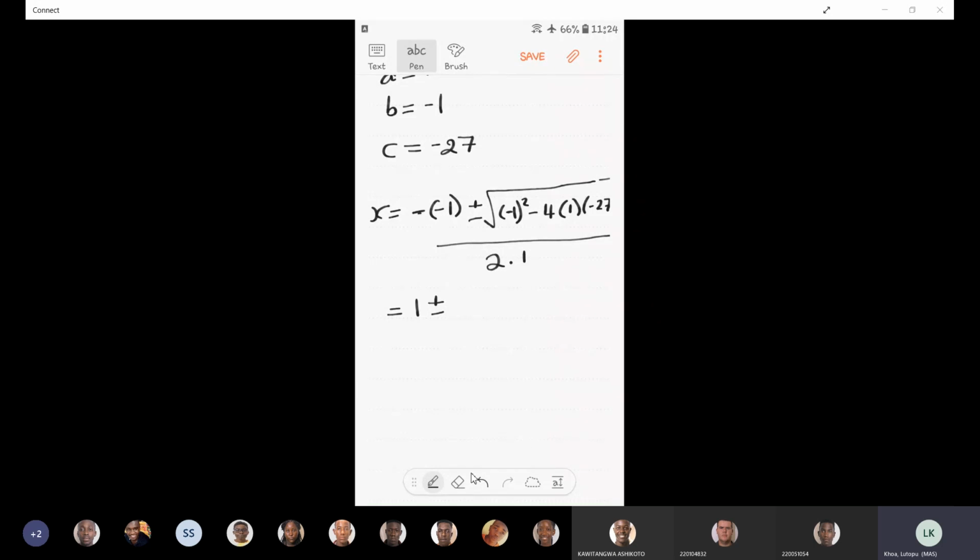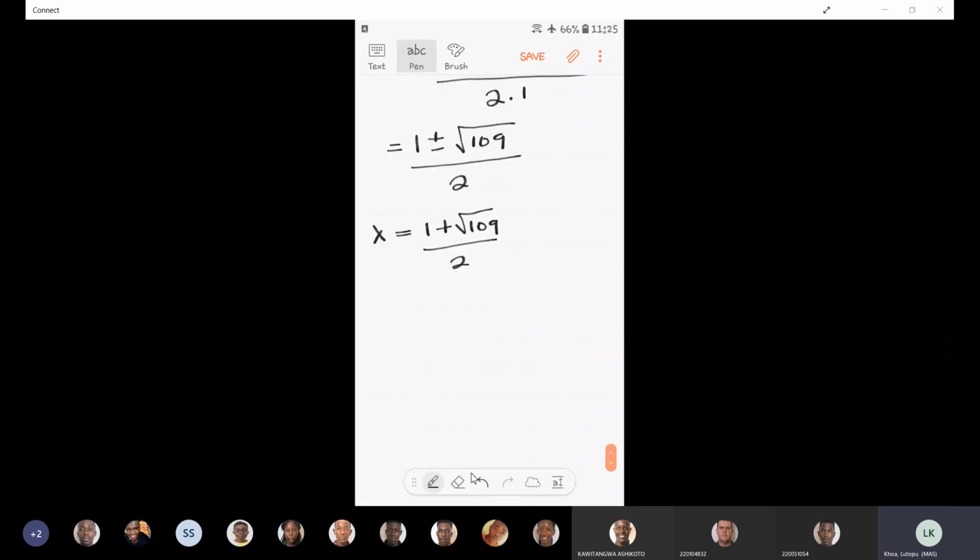You get square root of 109. Okay, you divide this by 2. So this means that x is equal to 1 plus the square root of 109 over 2, or x is equal to 1 minus the square root of 109 over 2. Then you can leave each of them to 3 decimal places like you're always told on the paper.